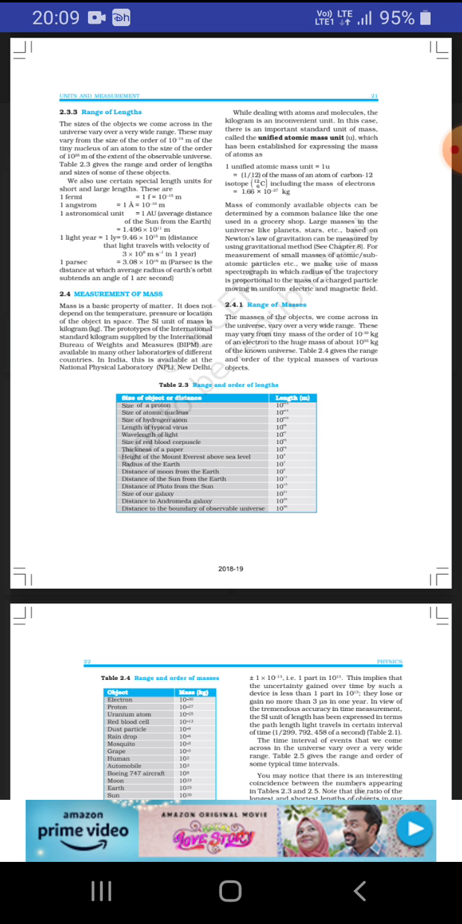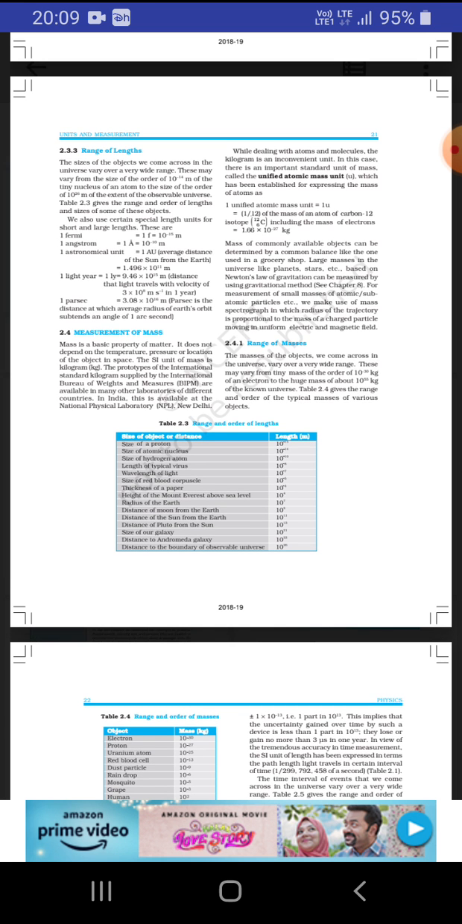they may ask, or it is like general knowledge for you. 1 angstrom is 10 to the power of minus 10 meters, and 1 astronomical unit, 1 AU, is equal to 1.496 into 10 to the power 11 meters, and 1 light year is equal to 9.46 into 10 to the power 15 meters. So this you have to remember.